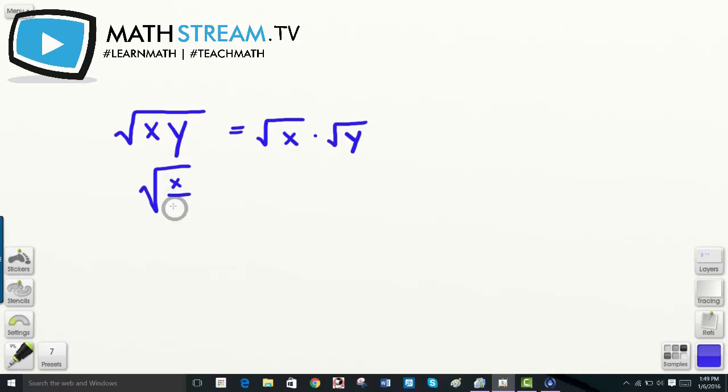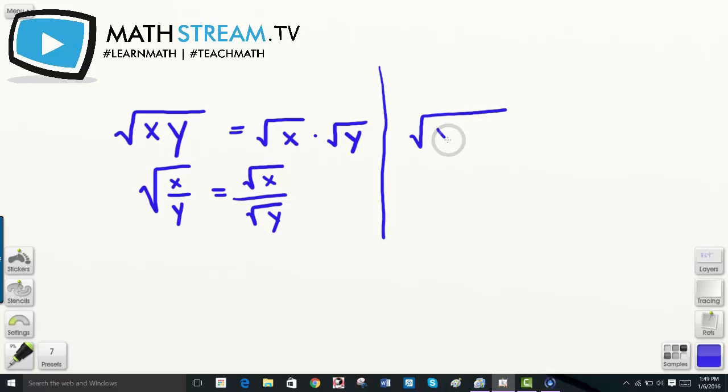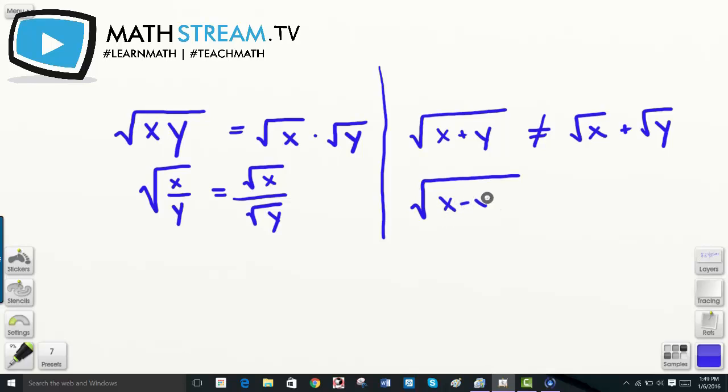So if we have two variables that are being divided, we can separate that as a root on the top and a root on the bottom. However, we said that it's not okay to separate if I had, say, the sum of two variables, x plus y. It's not okay to separate this as the square root of x plus the square root of y. And similarly, we can't take x minus y and we're not allowed to subtract them separately.